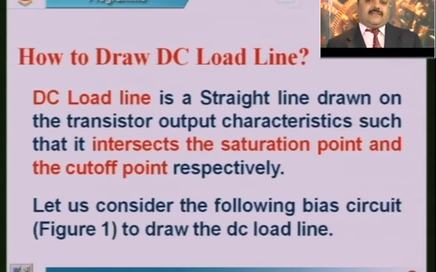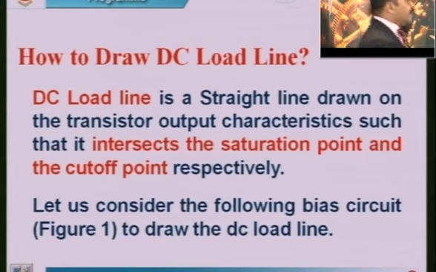What is the DC load line and how to draw the DC load line? The DC load line is a straight line drawn on the output characteristics of BJT, which intersects the saturation point and the cutoff point respectively. Before going to the DC load line, we need to know what the output characteristics of BJT under CE configuration are.